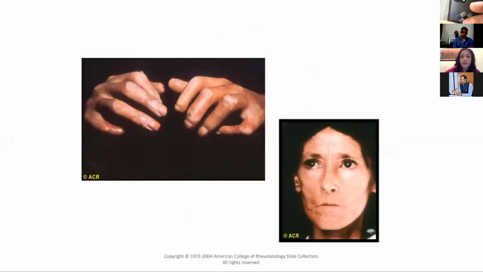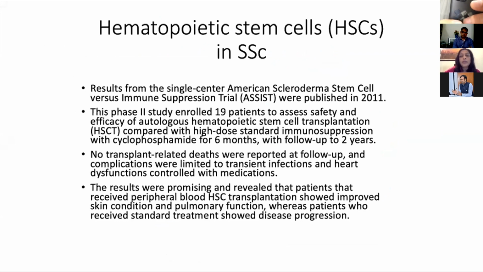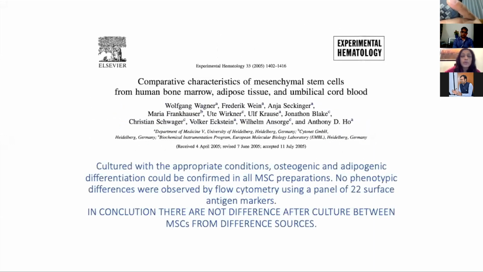There's a patient with very bad scleroderma, and there has been a lot of improvement with hematopoietic stem cells, which are introduced intravenously into these patients, and patients are followed up. These patients have failed standard high dose treatments with cyclophosphamide and other chemotherapy agents. So what about mesenchymal stem cells?